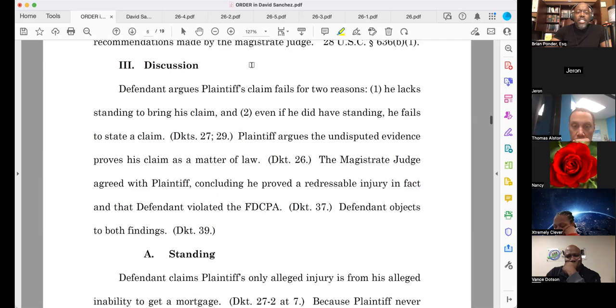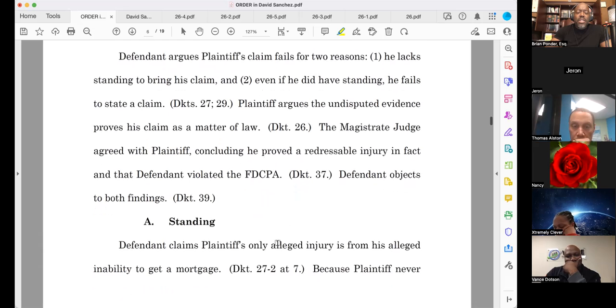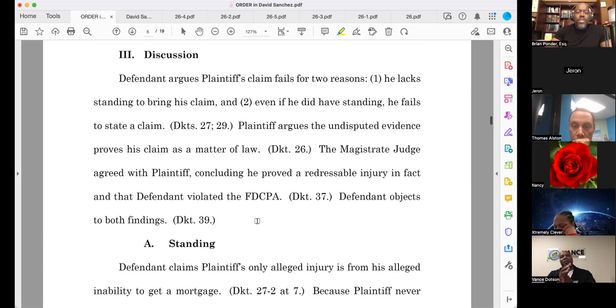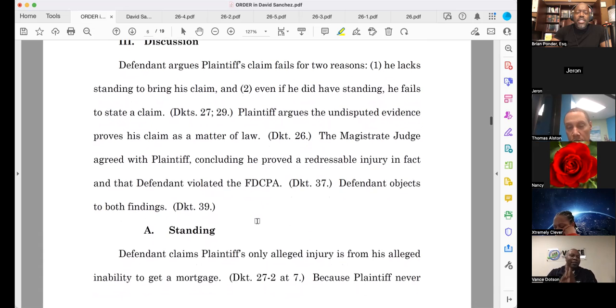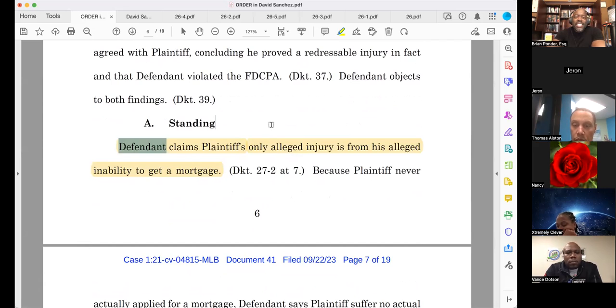But discussion. Now here comes the juicy part, man. That's the juicy part: standing. It says his alleged injury is from his alleged inability. That's not true. Oh, that's what defendant claims. Okay, that's right, because they just lie. Only alleged injury.